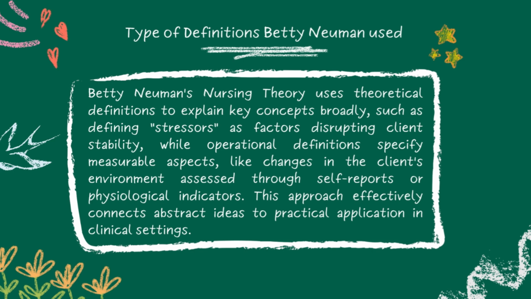Now, let's talk about the types of definitions used in Neuman's theory. Neuman uses both theoretical and operational definitions. A theoretical definition provides a broad conceptual understanding of a term. For example, stressors are defined theoretically as factors that disrupt the client's stability. An operational definition is more specific and measurable. For instance, a stressor could be a significant change in the client's environment, assessed through self-reported stress levels or physiological indicators.